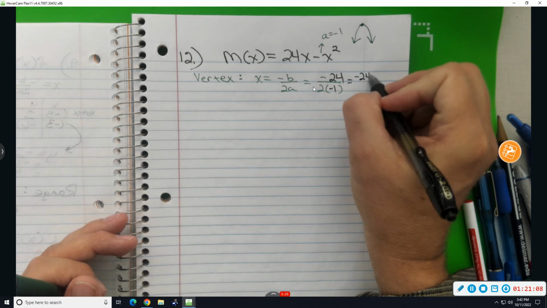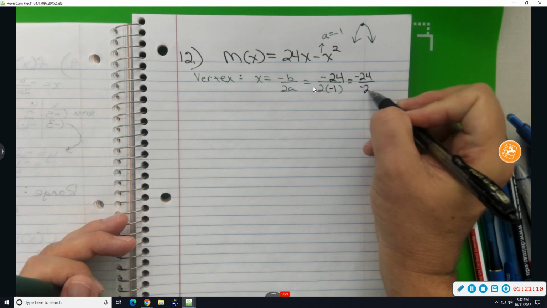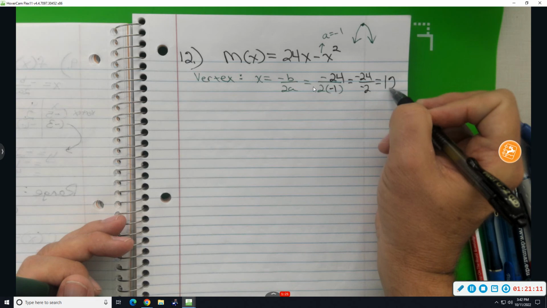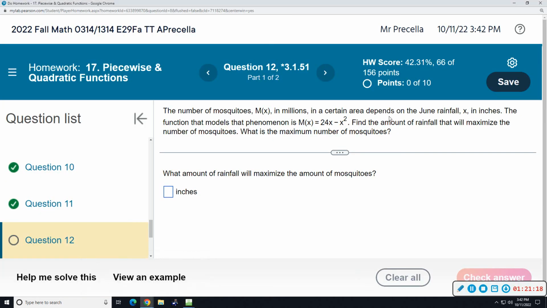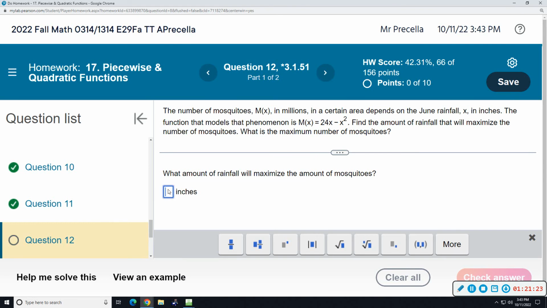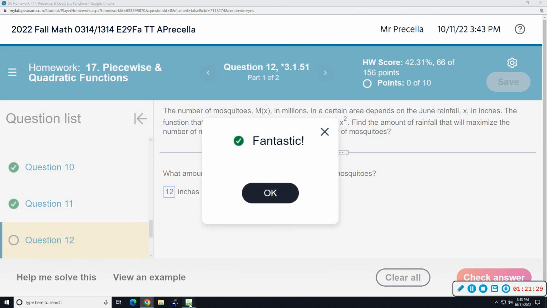Negative 24 divided by negative 2. And what is that, millions? No, that's inches. That's how much rainfall. So a foot of rainfall. So 12 inches of rain will maximize the number of mosquitoes.